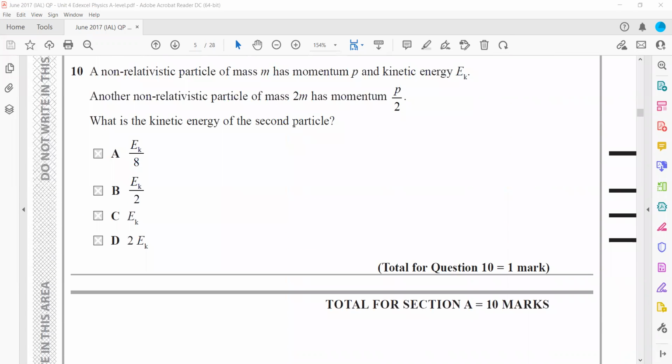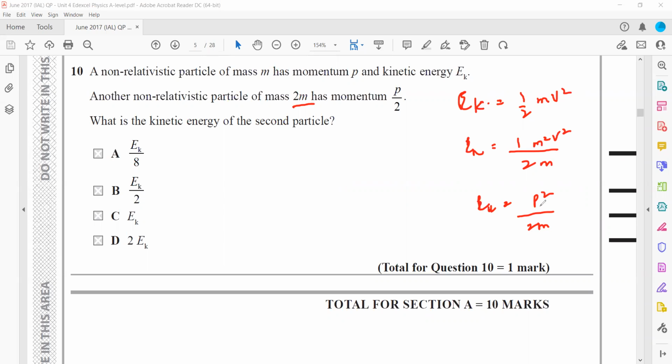Then question 10: a non-relativistic particle of mass m has a momentum of p and kinetic energy Ek. Another non-relativistic particle with mass 2m has a momentum p by 2. What is the kinetic energy of the second? Look, what is the relation here? Kinetic energy is half mv square. If I multiply and divide by m, it becomes half m square v square divided by m. Or Ek equals m square v square, which is momentum square, divided by 2m.